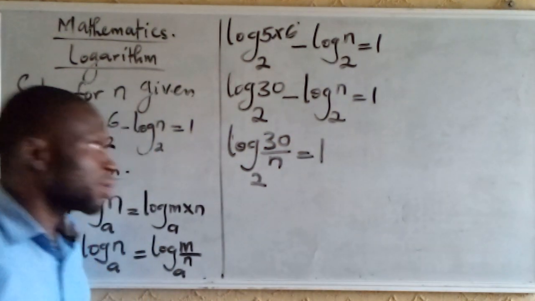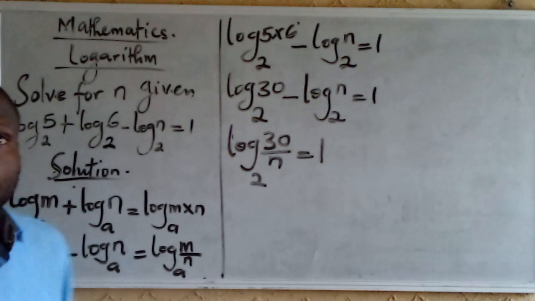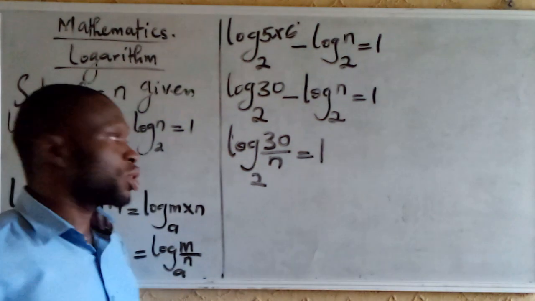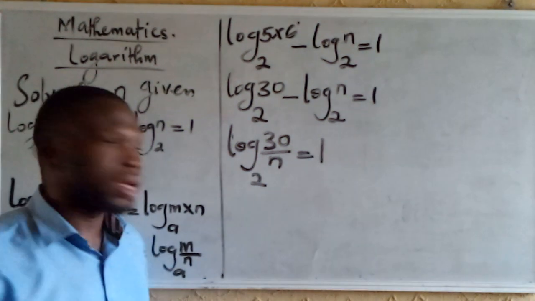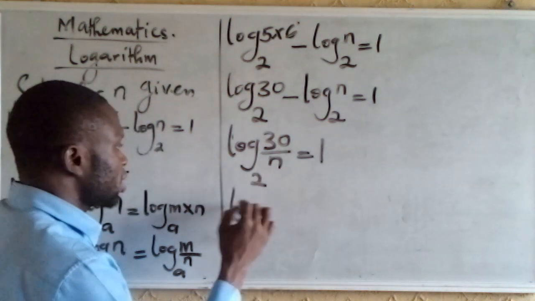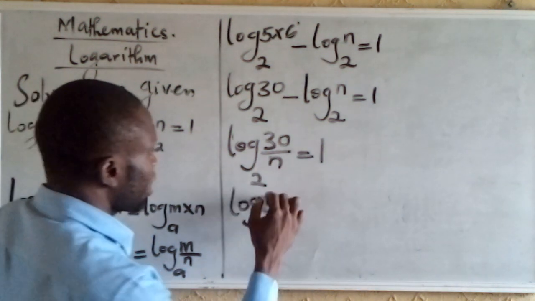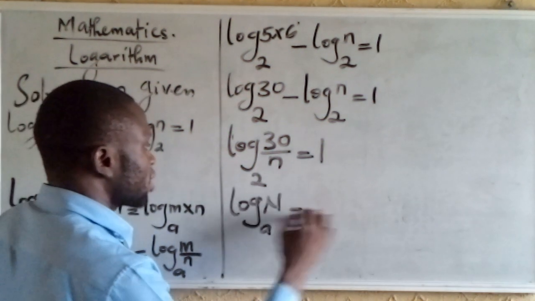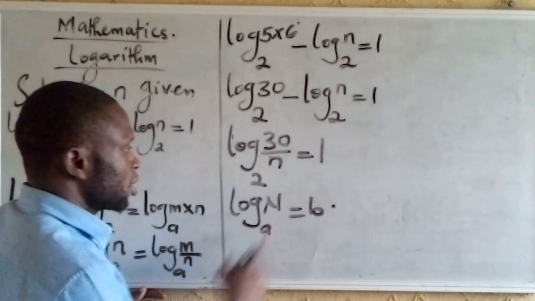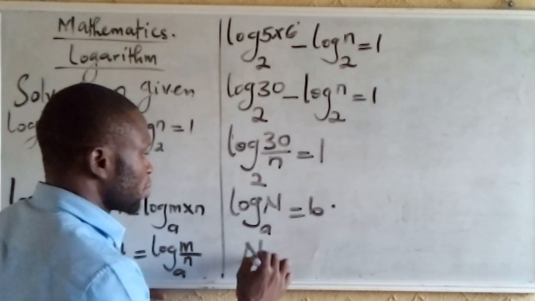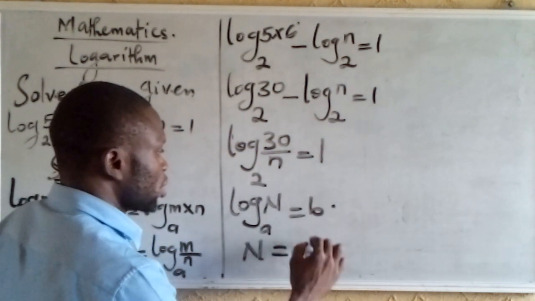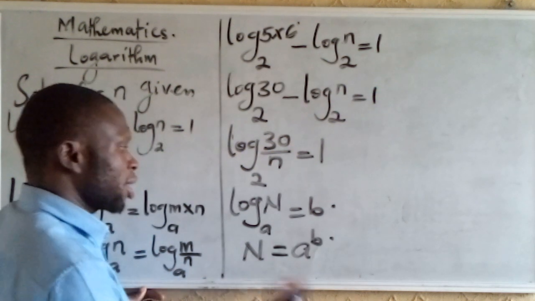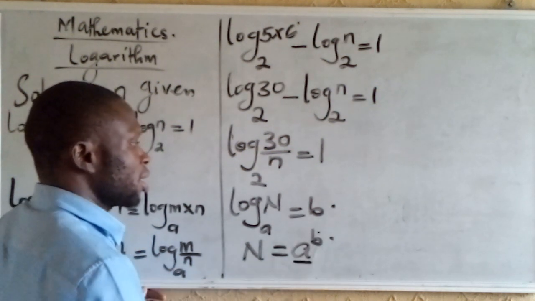Now, we know that the logarithm of a number is the power to which a base is raised in order to get the number. This is it. If we have log n to base a, for instance, equal to b, this is our number. This becomes n equal to a raised to the power of b. Here's the number, this is the base, and this is the power.